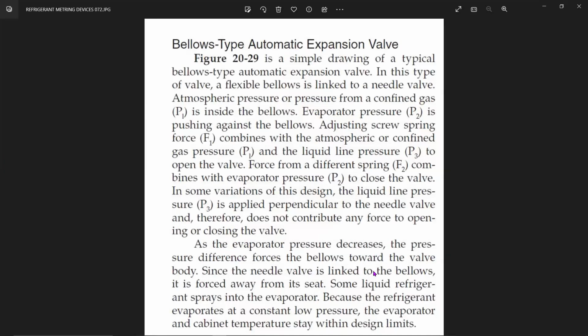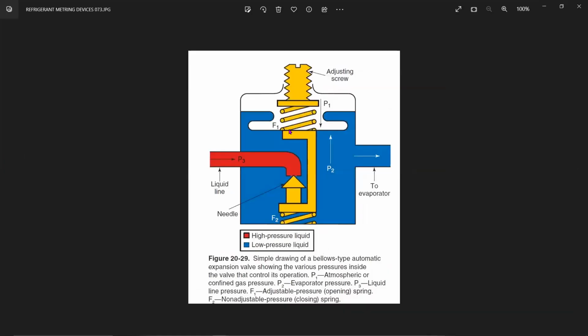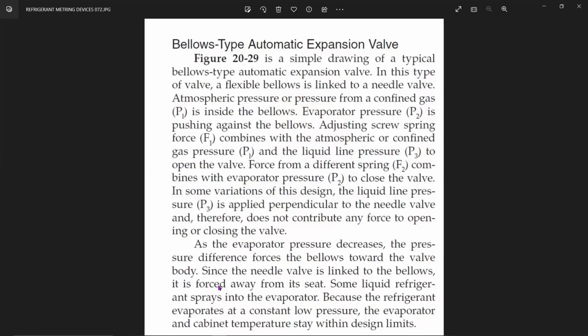Basically, it moves downwards. And since the needle valve is linked to the bellows, as the bellows move down, it moves the needle valve down. The needle valve is linked to the bellows, so it is forced away from the seat. Some liquid refrigerant flows into the evaporator, and because the refrigerant evaporates at a constant low pressure, the evaporator cabinet temperature stays within the design zone.